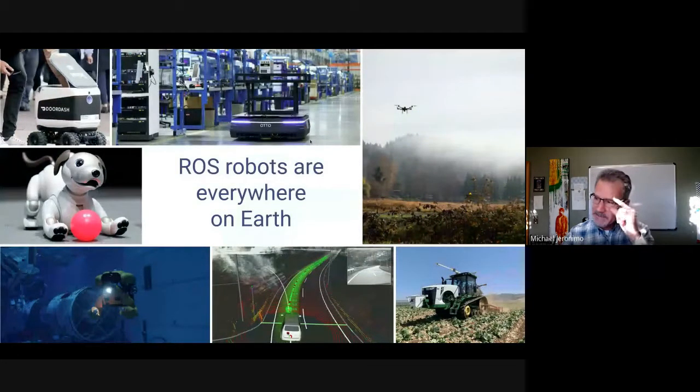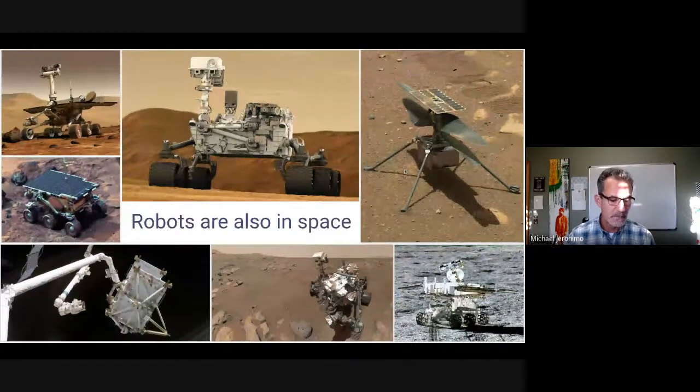So I don't have to tell this audience that ROS robots are everywhere on Earth. Part of the presentation, I think I'll eventually get to the tools and processes part that we've been working on. But first, a little background on what Space ROS is and the motivation behind it. Given ROS robots are everywhere on Earth, robots are also used in space. There are rovers and manipulators and even little free-flying helicopters that have been used on Mars.